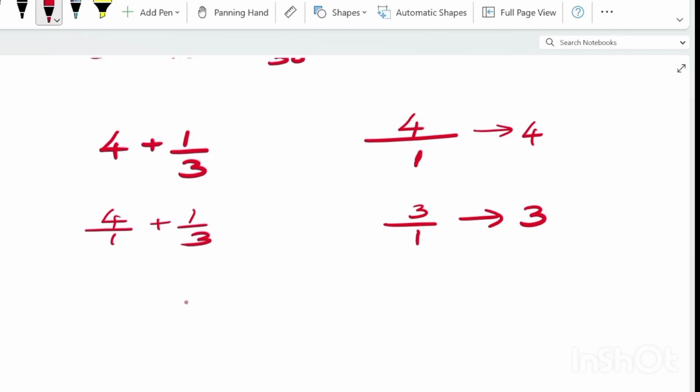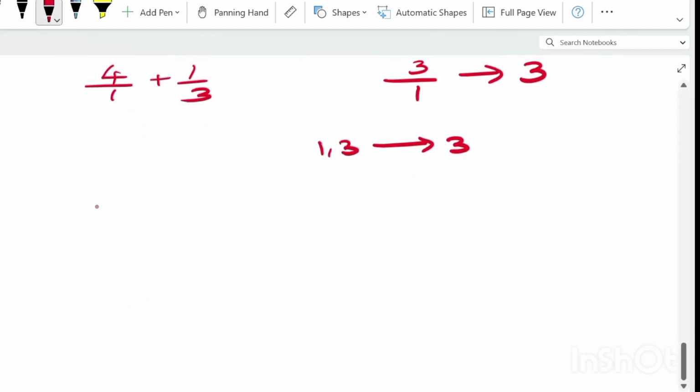So now what are we going to do? We are going to take LCM for 1 and 3. Why are we taking LCM for 1 and 3? To convert the denominators into the same number. So the LCM for 1 and 3 will be 3. So now what you have to do? You have to convert the denominators into 3.